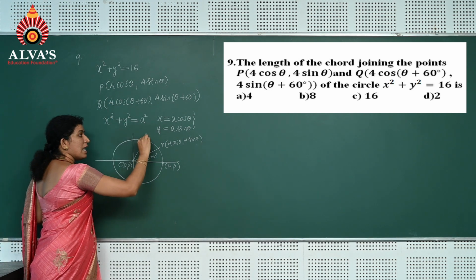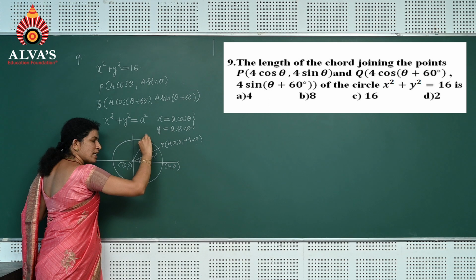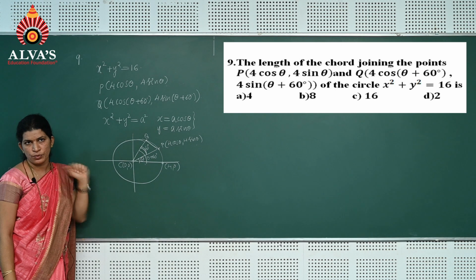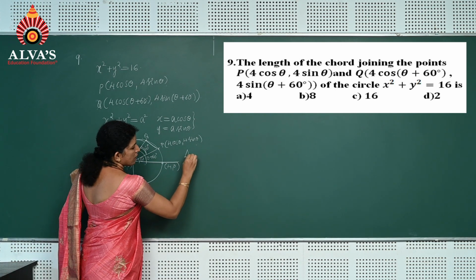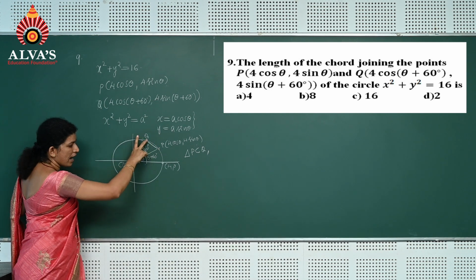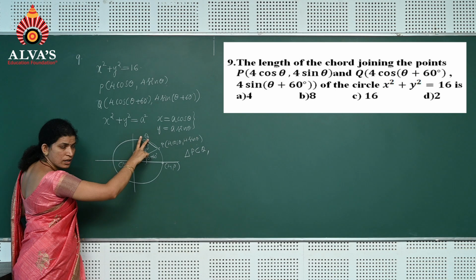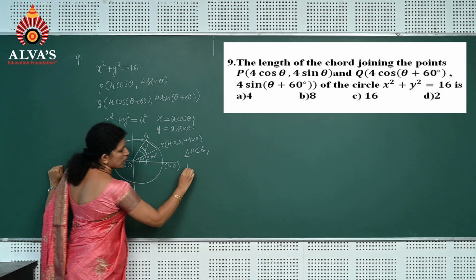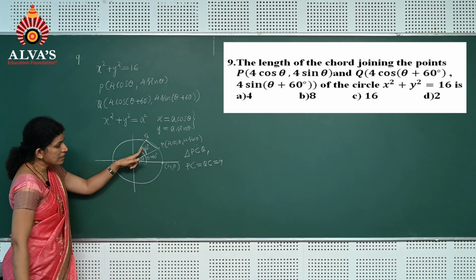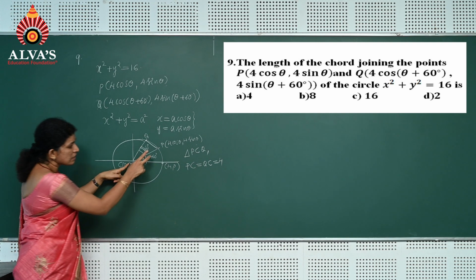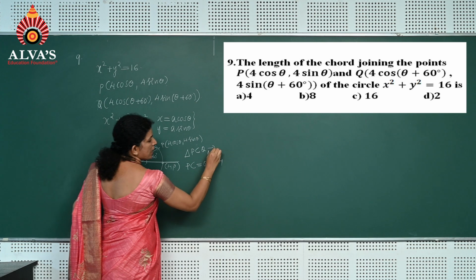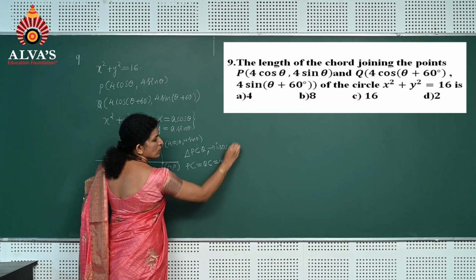Our question is the length of the chord joining the points P and Q. We want the length of the chord PQ. See, come to the triangle PCQ. PC and QC are the radii of the circle. We know the radius is 4. PC equal to QC, that is radii, that is 4. And this angle is already 60 degree. Since PC and QC are the same, the triangle PCQ is an isosceles triangle.